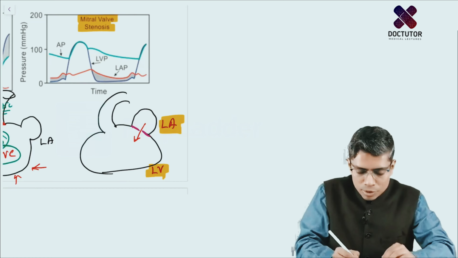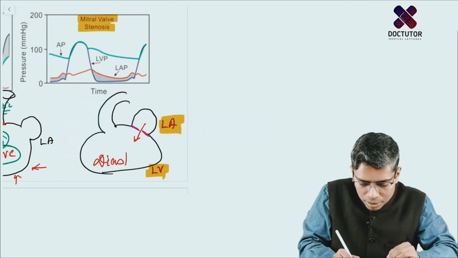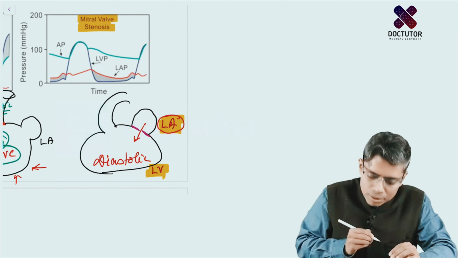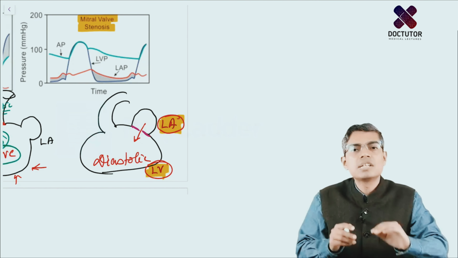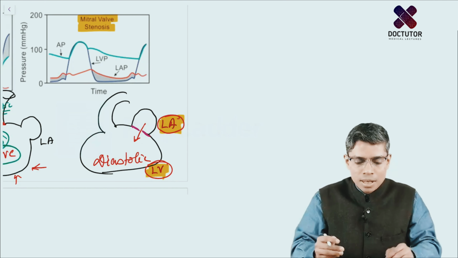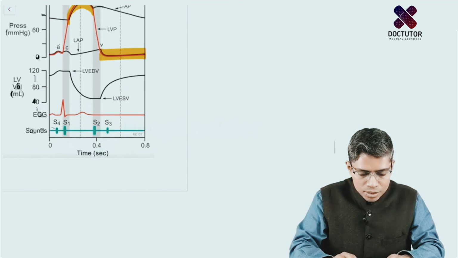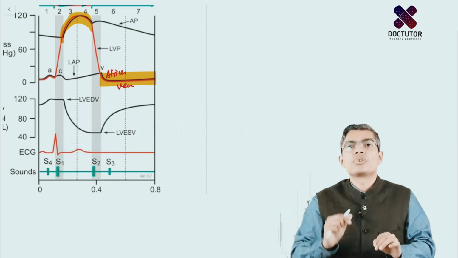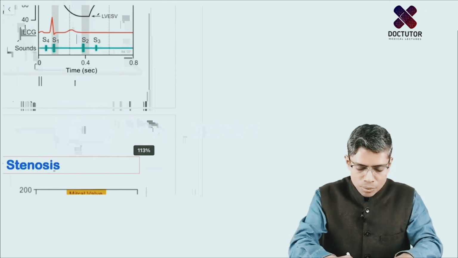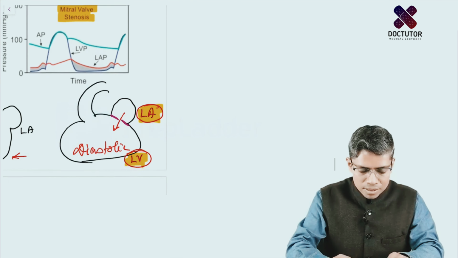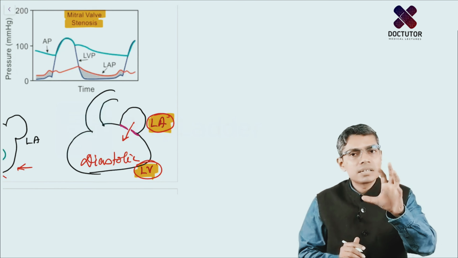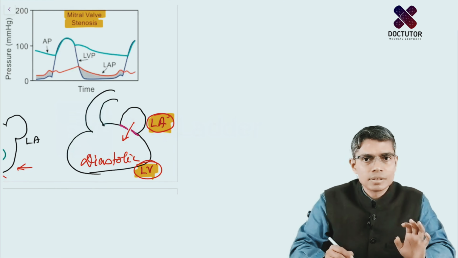Filling of the ventricle is occurring. Which phase of the cardiac cycle are you talking about? You are talking about the diastolic phase of the cardiac cycle. So I have to look at the pressure of the left atrium and left ventricle during diastole. I told you earlier that during diastole, the atrium pressure as well as the ventricular pressure change proportionally. But due to mitral valve stenosis, the atrium will contract and try to give blood to the ventricle, but it will not be able to.